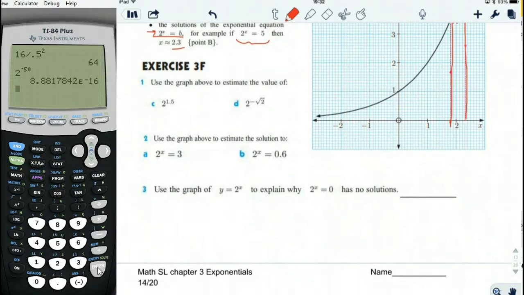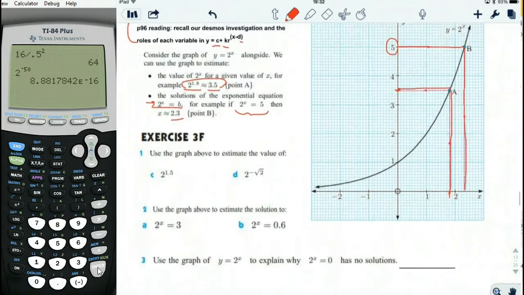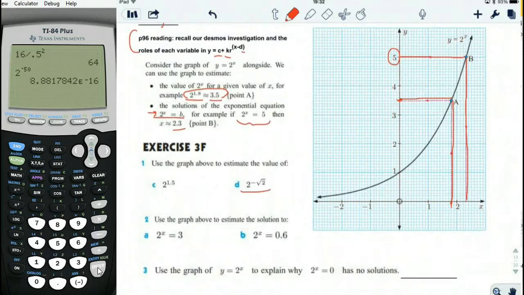Use the graph above to estimate the value of, and so let's see. We'll take this one, 2 to the negative square root of 2. Negative square root of 2, remember, is like negative 1.414, something like that. So we have 2 to the negative 1.414. And if we look on the graph here, negative 1.414 is the x value, right? So we would put it about there. What is the y value equal to? Well, it looks like it's about 0.4, maybe 0.35. So we could say it's 0.35 maybe.